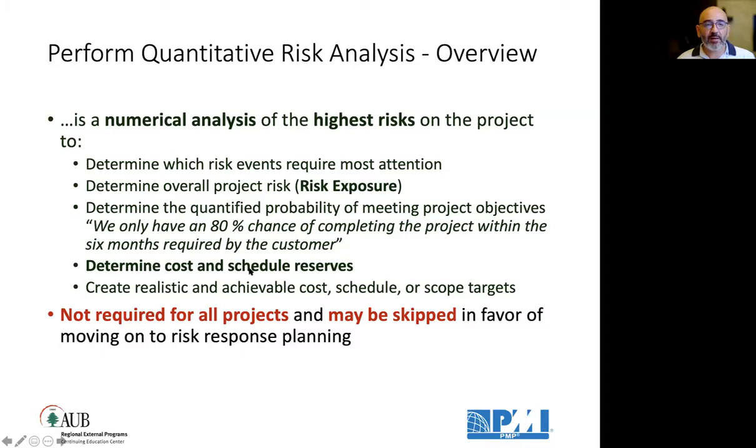تتذكروا حكينا كتير على contingency reserve. This is where we come up with the contingency reserve. And to create the realistic and achievable cost, schedule, and scope targets. لأنه الcontingency reserve risk response strategies بكلفوا وقت وبكلفوا مصاري وبيزيدوا على requirements. So de facto, those will impact the triple constraints. However, this is not required for all projects and may be skipped in favor of moving to risk response planning.